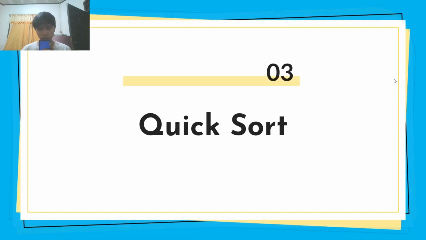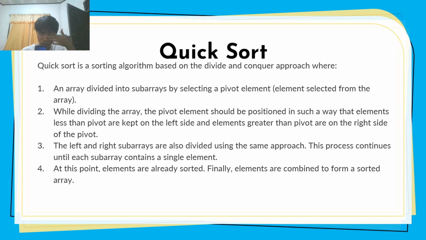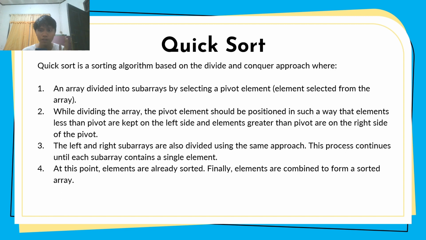Next is the quick sort. What is quick sort? Quick sort is a sorting algorithm based on the divide and conquer approach, where first an array is divided into sub-arrays by selection of pivot elements, selected from the array.